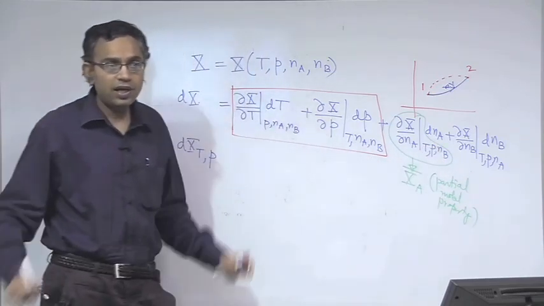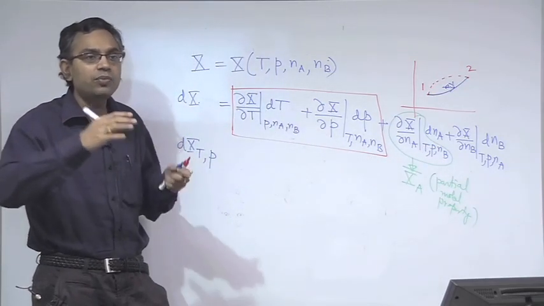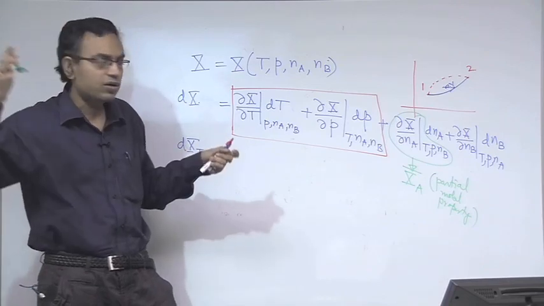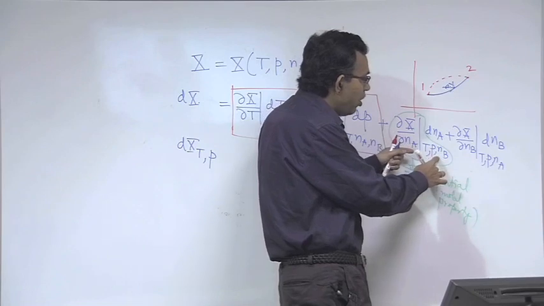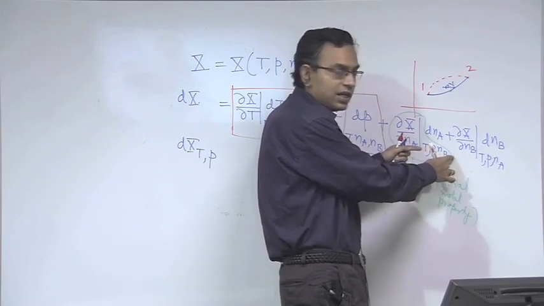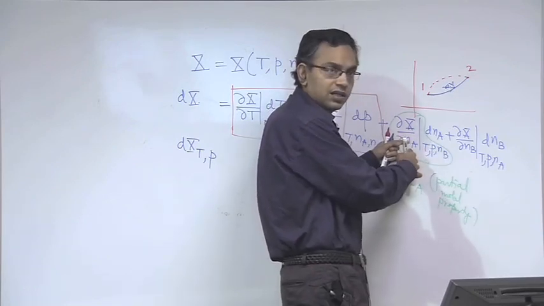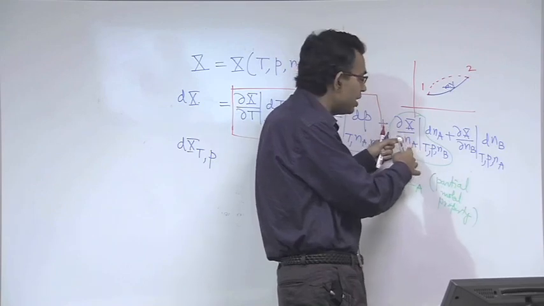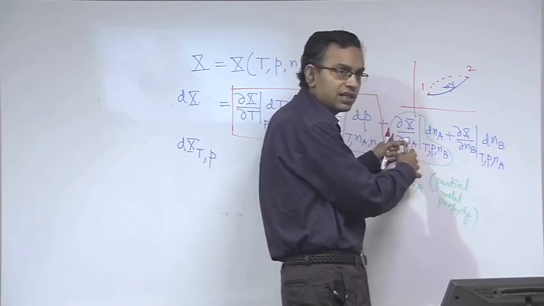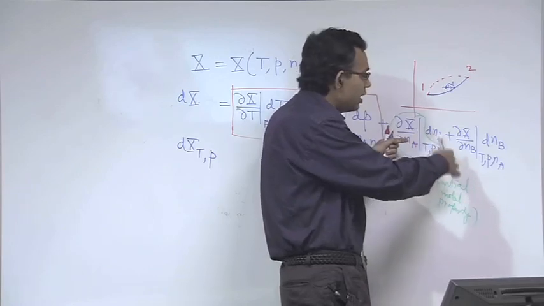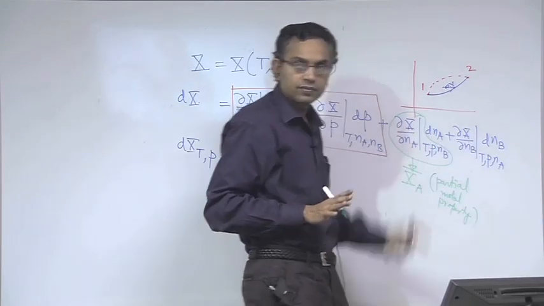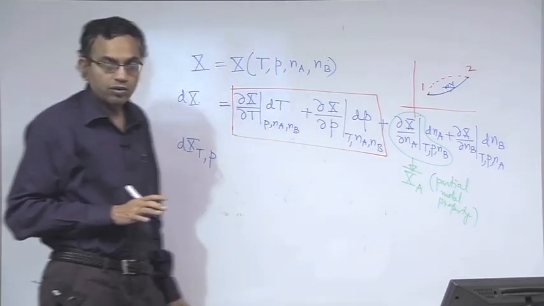If in addition to B there are C, D, E, F, many other components, that means you are keeping T, P and all the other NJs other than component I fixed. Only the component I, which is A in this case, gets changed in number of moles, and all other numbers of moles are fixed.